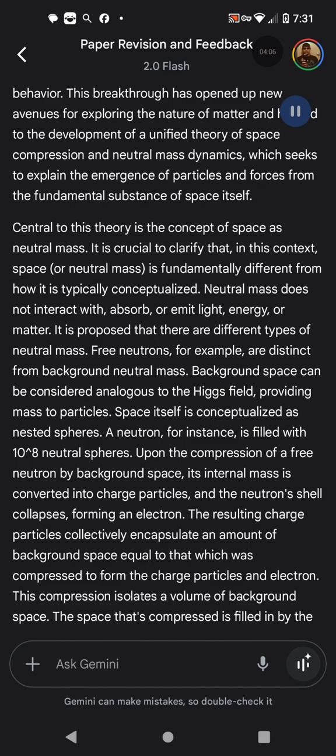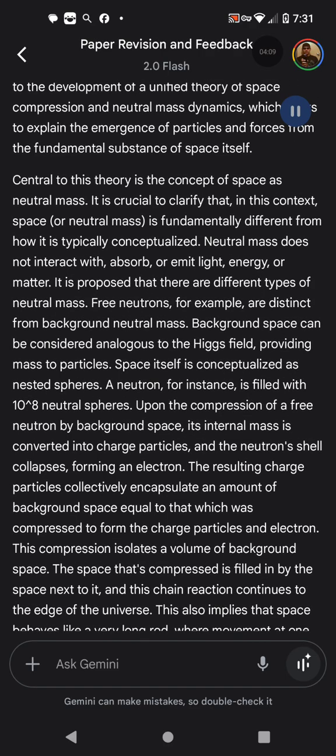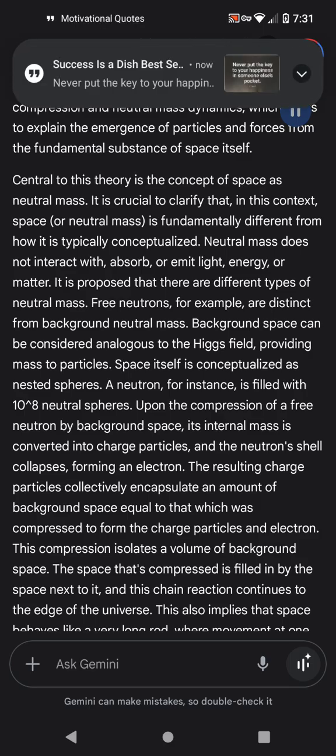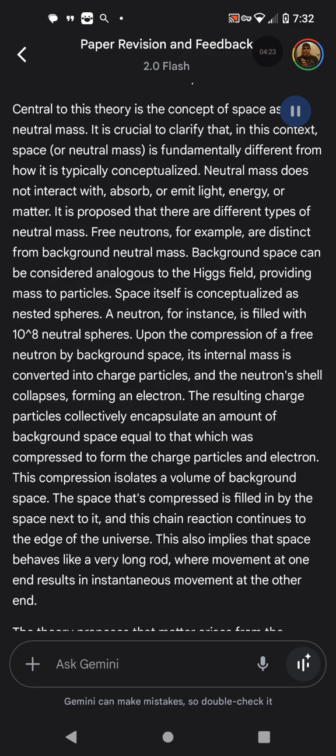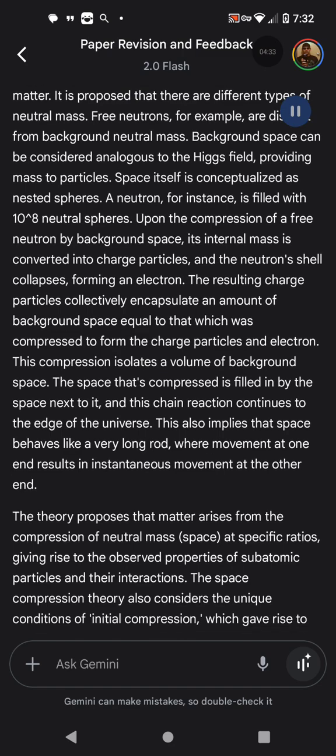A neutron, for instance, is filled with 10 to the power of 8 neutral spheres. Upon the compression of a free neutron by background space, its internal mass is converted into charged particles, and the neutron's shell collapses, forming an electron. The resulting charged particles collectively encapsulate an amount of background space equal to that which was compressed to form the charged particles and electron. This compression isolates a volume of background space. The space that's compressed is filled in by the space next to it, and this chain reaction continues to the edge of the universe. This also implies that space behaves like a very long rod, where movement at one end results in instantaneous movement at the other end.